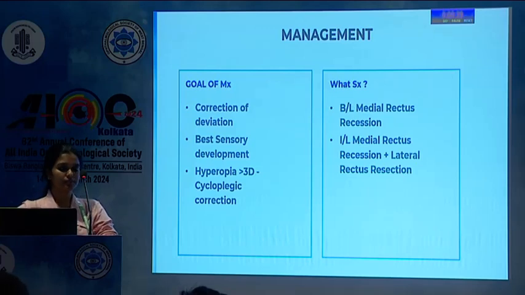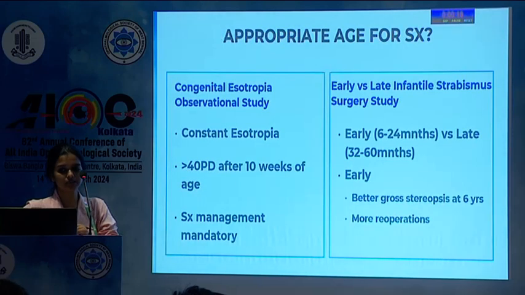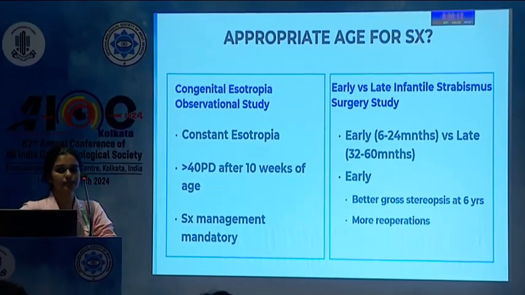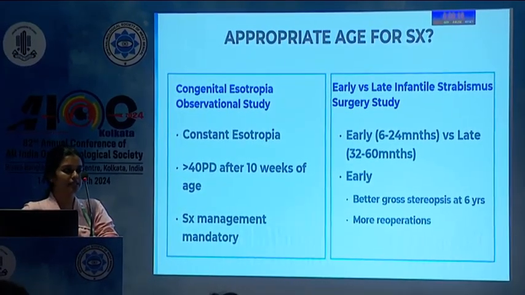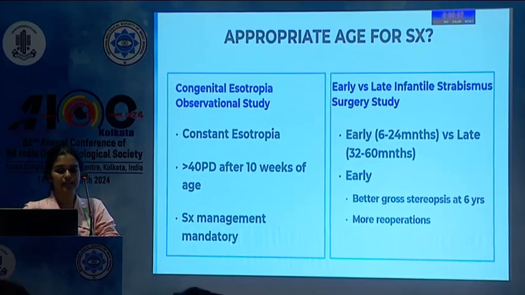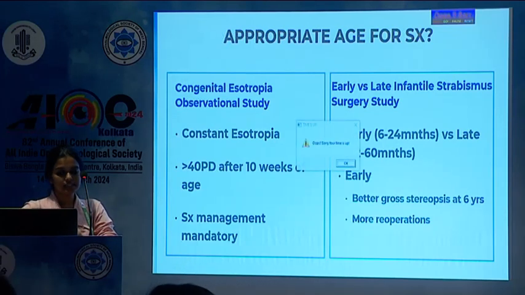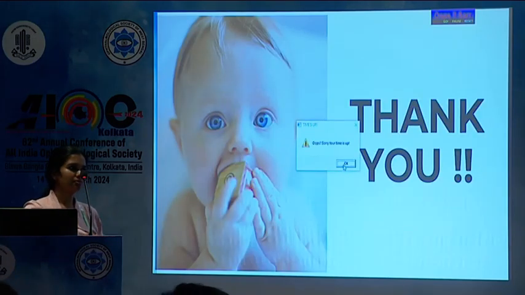What surgery should we go for? Bilateral medial rectus recession is the most preferred surgery, but some surgeons prefer an ipsilateral medial rectus recession with a lateral rectus resection. What is the appropriate age for surgery? There are 2 studies. One is the Congenital Esotropia Observational Study, which says that for more than 40 prism diopter after 10 weeks of age, surgical management is mandatory. The Early versus Late Infantile Strabismus Surgery Study says that when surgery is done at an early age, there's a better gross stereopsis at 6 years of age. Thank you.